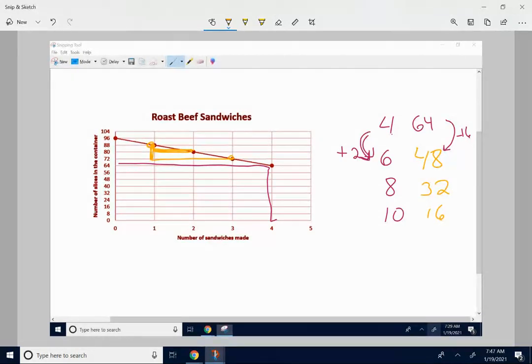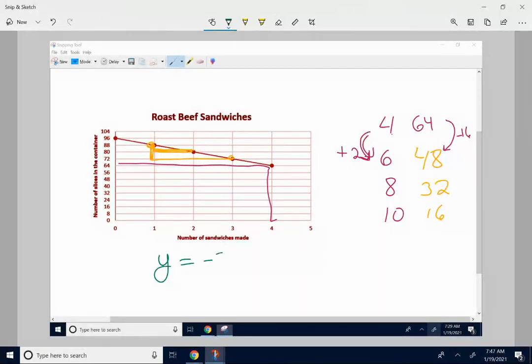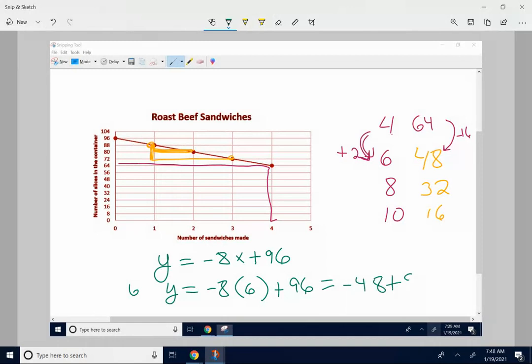I don't know if any of you did this. I don't want to spend too much time on this other way to do it. But if you had y equals negative 8x plus 96, you could take those x values, like 6, 8, 10, whichever, and put them in your equation for x. So you could find the number of slices for 6 sandwiches by putting 6 in for x and figuring out what negative 8 times 6 is, which is negative 48. Add that to 96. You'll still get the 48.